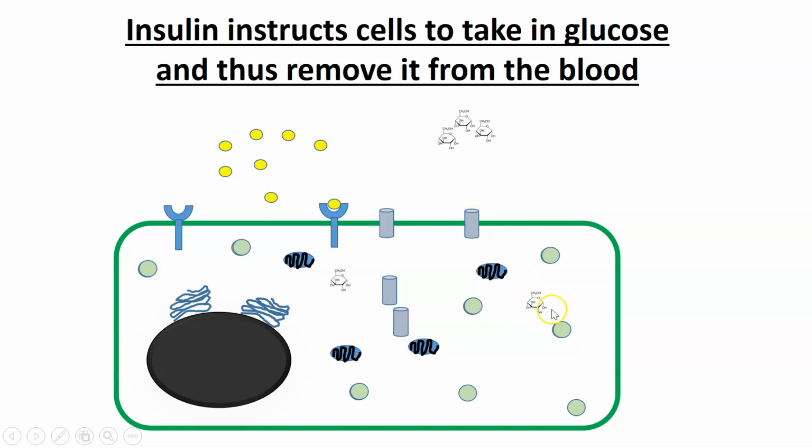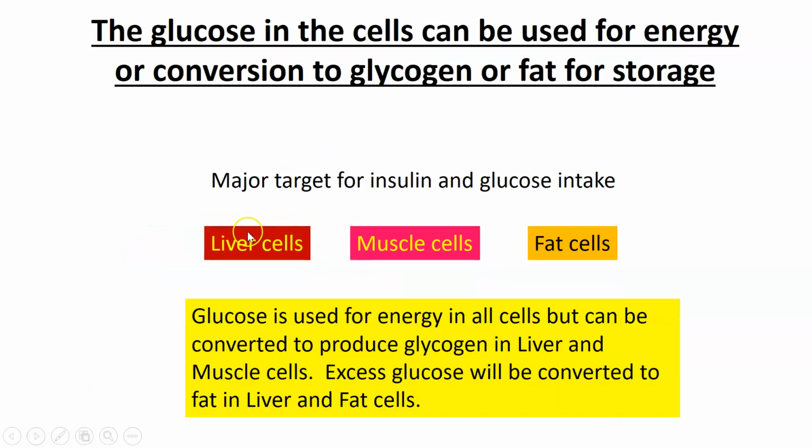They will have these channels embedded anyway, to allow glucose to enter. But there are some cell types, such as liver cells, skeletal muscle cells, and fat cells. These are insulin dependent. So liver cells, muscle cells, and fat cells are major targets for insulin-dependent glucose intake.